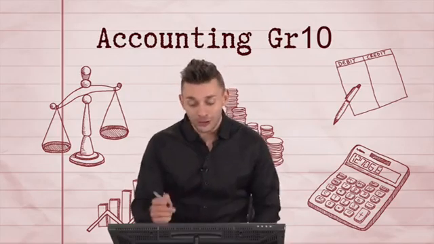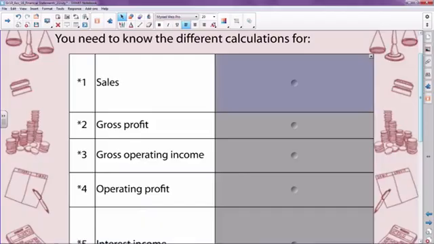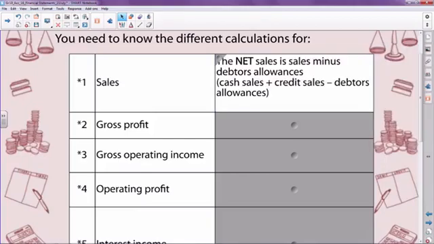Okay guys, I gave you a clue. Hope you have it right. There's the answer. So the net sales is sales minus your debtors allowances. So again, how do I get my net sales? I have cash sales plus your credit sales minus your debtors allowances. And there you have it, this is your sales amount.